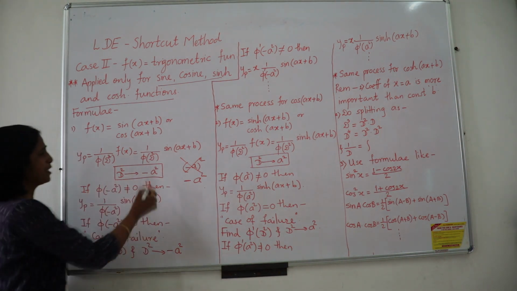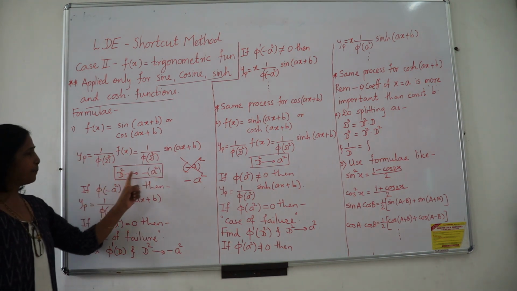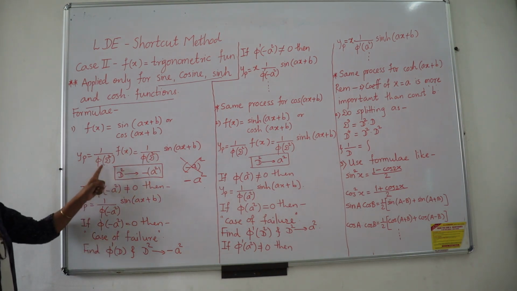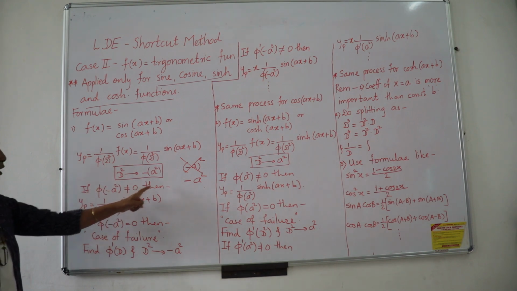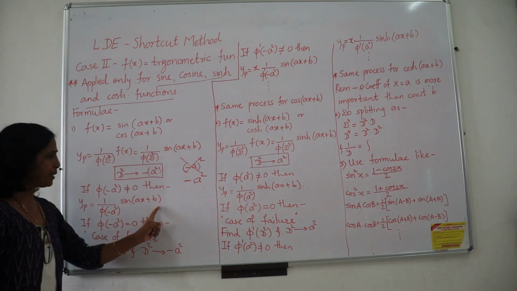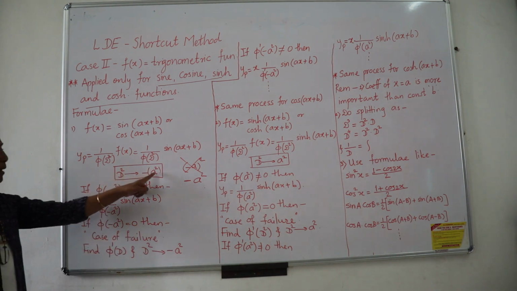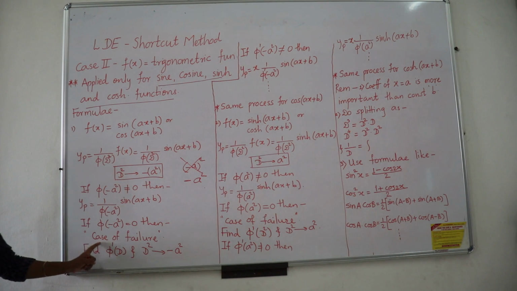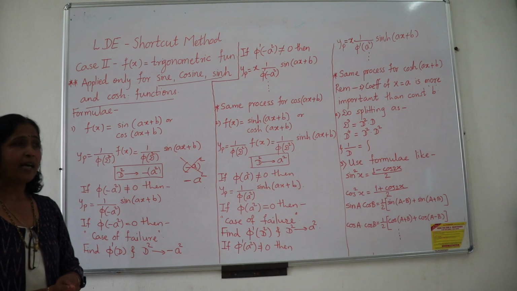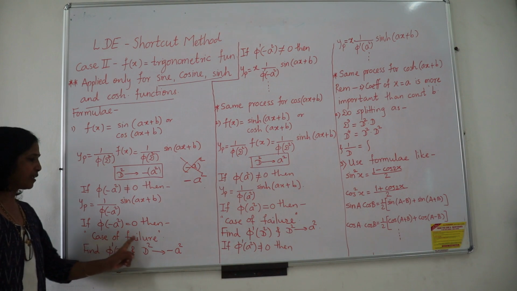If you don't want to commit the mistake, you may place the bracket like this. So D square is replaced by minus of a square, and when you place it here, if the denominator is not equal to 0, then 1 upon phi of minus a square, and the function sin(ax+b) remains the same. If the denominator becomes 0 by replacing D square by minus of a square, then this is called the case of failure. Yesterday, in the previous lecture, I also told you that if the denominator becomes 0, you have to mention that this is the case of failure.